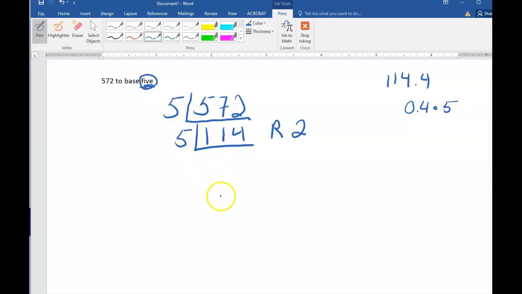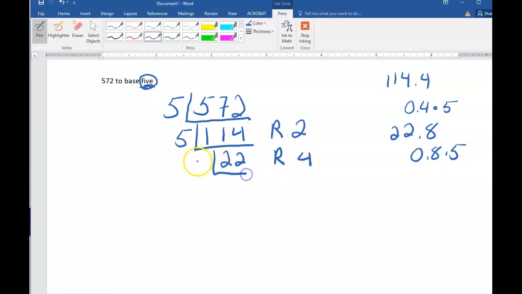I'm going to take 114 divided by 5, which gives me 22.8. So I'll put the 22 here, and then I'm going to take 0.8 times 5, which gives me a 4. Then I'm going to take 22 divided by 5, which I already know to be 4.4, or 4 with a remainder of 2.